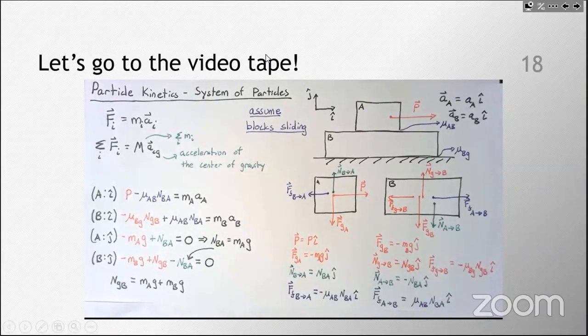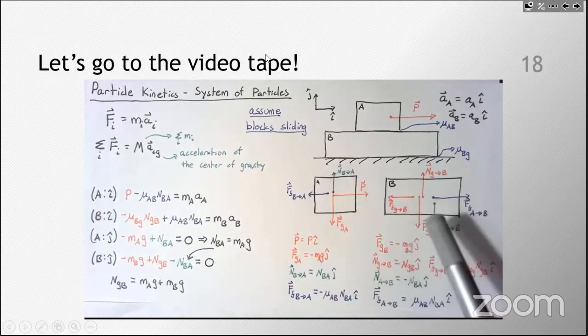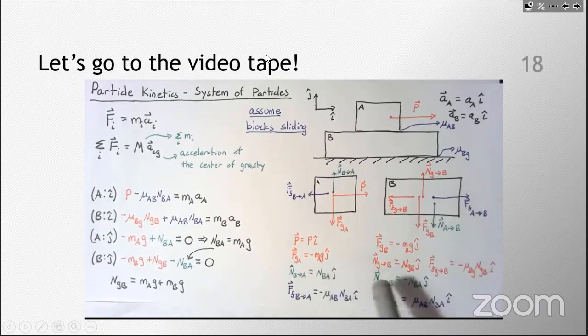So the hard part of this in my mind is keeping everything straight, the accounting of all these forces. But if you draw them all out and recognize that the internal forces are going to have equal magnitudes but opposite directions, then we have enough information to go ahead and solve. So I hope you found this informative and that you're ready to solve problems with systems of particles.